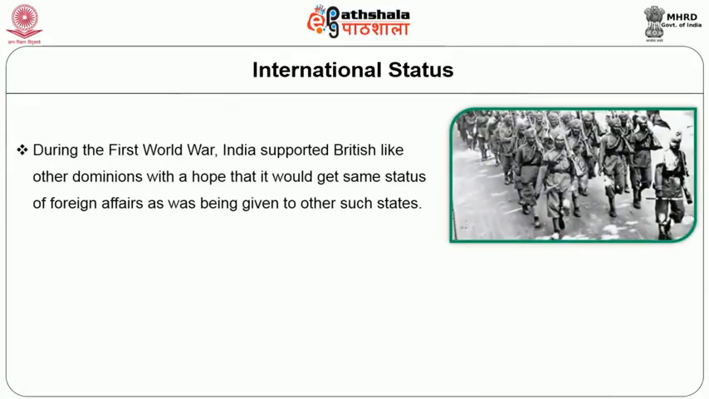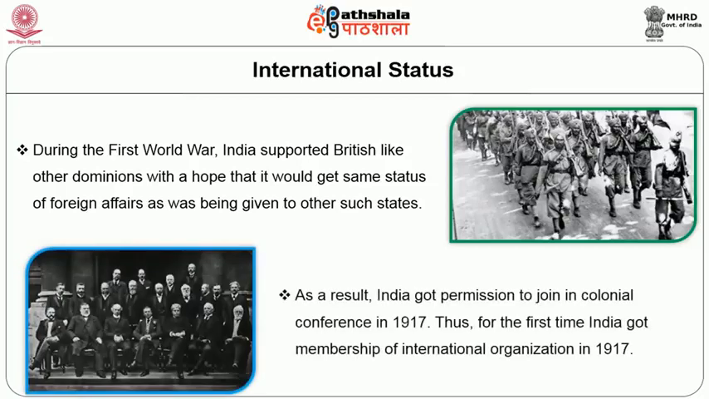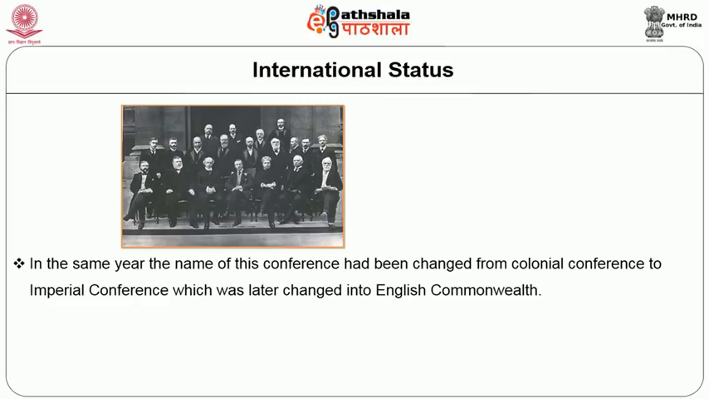During the First World War, India supported the British like other dominions with the hope that it would get some status in foreign affairs as was being given to other such states. As a result, India got permission to join the Colonial Conference in 1917. Thus, for the first time, India got membership of an international organization in 1917. In the same year, the name of this conference was changed from Colonial Conference to Imperial Conference, which was later changed into the British Commonwealth.